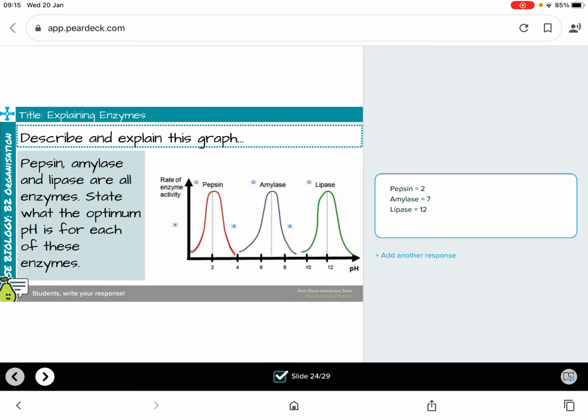Pepsin, amylase, and lipase are all enzymes, state their optimum. So on each of these graphs, we're looking for the top point. The dotted lines are drawn down. You just need to make sure you wrote the right enzyme with the right pH.